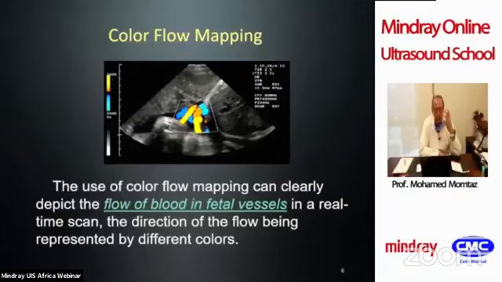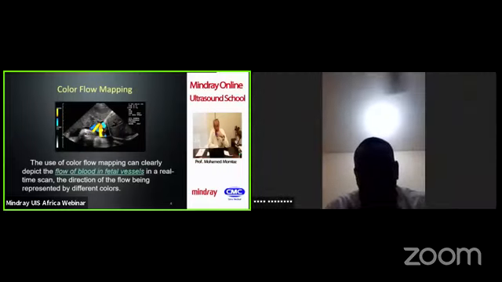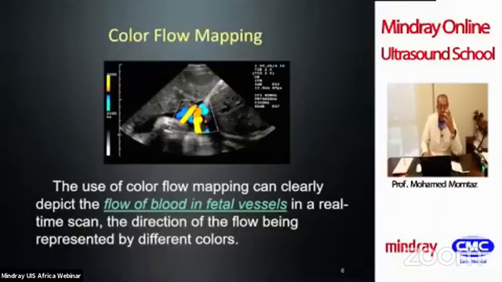Just simply, for example, when the fetus is swallowing the amniotic fluid, if you put the box of color, you will see color in the mouth of the fetus, even sometimes reaching the esophagus, due to the movement of amniotic fluid from the surrounding of the fetus to the mouth, to the nasopharynx, and to the esophagus. The direction of flow is usually represented by different colors. As I said, you can use blue, you can use green and yellow, but at the end, you should put the spectrum that you're using.